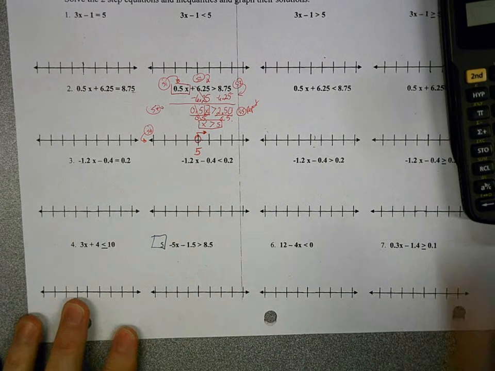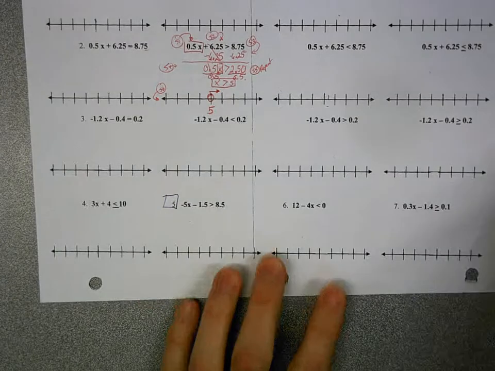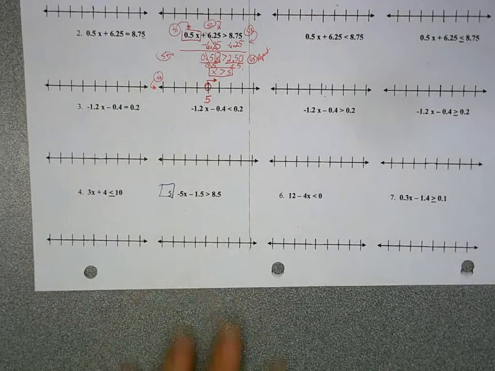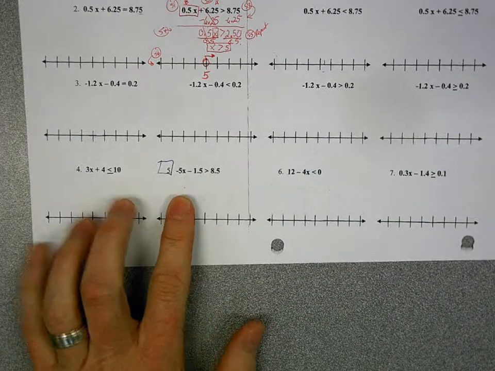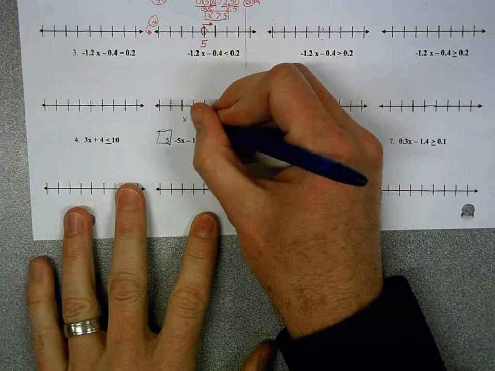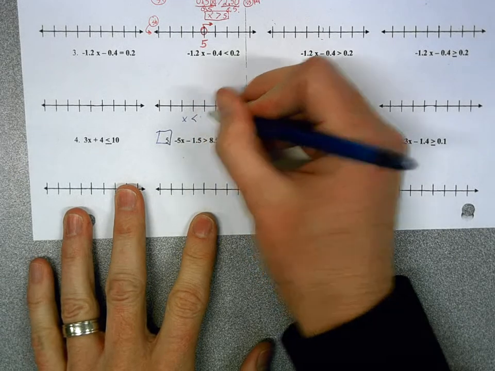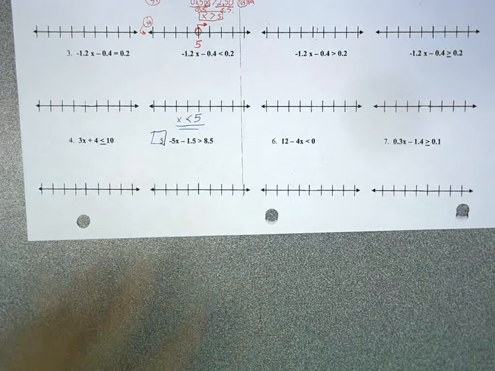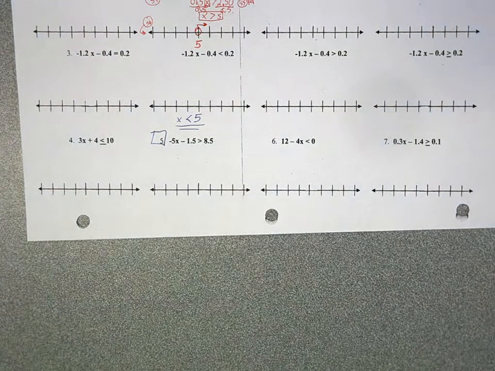All right, here we go. First, let me see what solutions are out there. Here we are, seat number 28. X is less than 5? All right. Agree, disagree? X is less than 5. Okay. All right. Any other solutions out there?